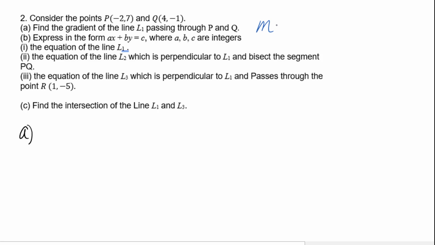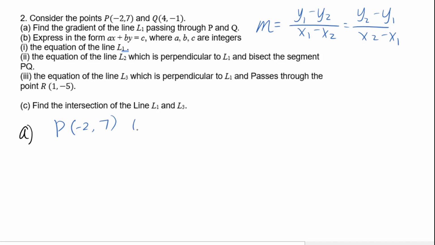We know the formula for gradient is (y1 minus y2) over (x1 minus x2), or (y2 minus y1) over (x2 minus x1). So we have P(-2, 7) and Q(4, -1), which we will label as x1, y1, x2, y2. So we use the gradient formula.